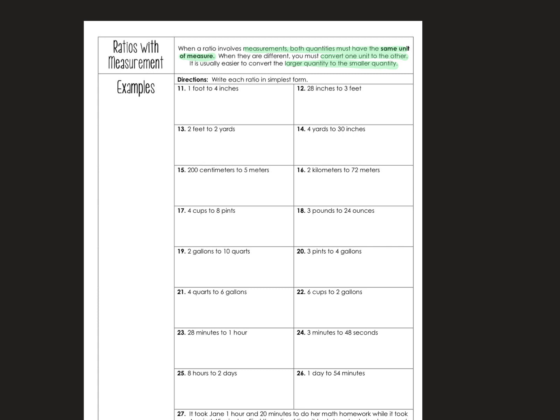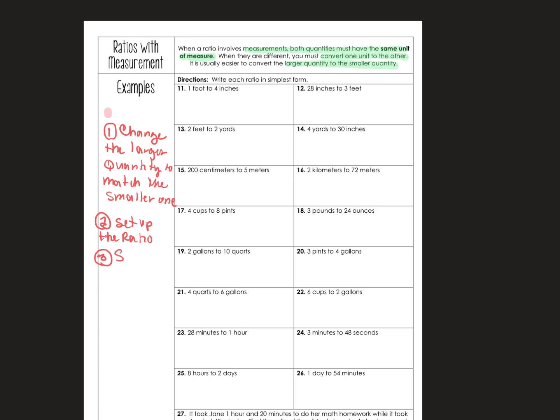So when we write our steps for what to do, the first thing we're going to do is 1, change the larger quantity to match the smaller one. The second thing we're going to do is set up the ratio. And the third thing we're going to do is simplify if necessary.